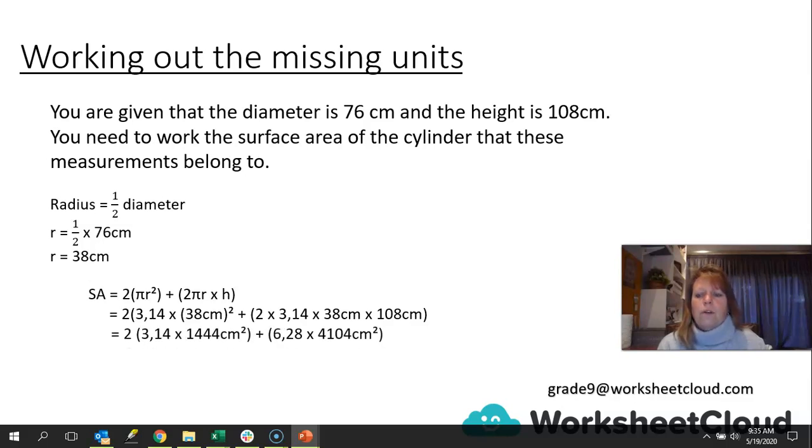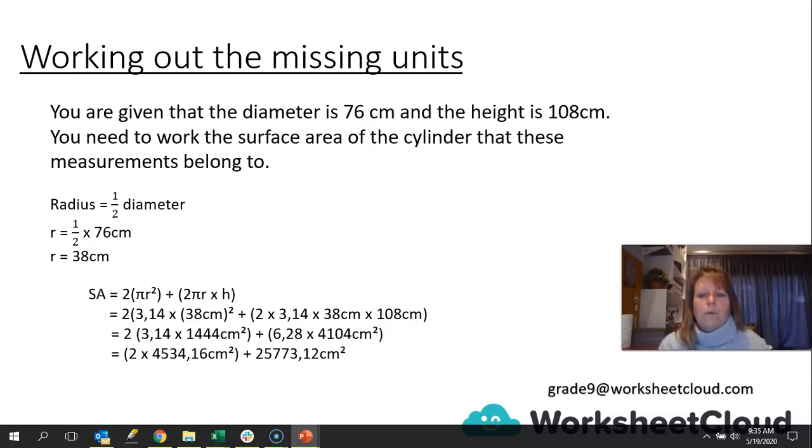Okay, so we're going to go 38 squared is going to give me 1,444 centimeters squared. Remember to use your calculator, guys, otherwise it's going to take you so long to work this out. Okay, we're going to then times that by 3,14 and then double it. But in our next bracket, which is to do with the rectangle, we're going to go 2 times 3,14, which by now you should know is 6,28, and then 38 times 108, and it's going to give me 4,104 centimeters squared. Okay, so let's work out the brackets.